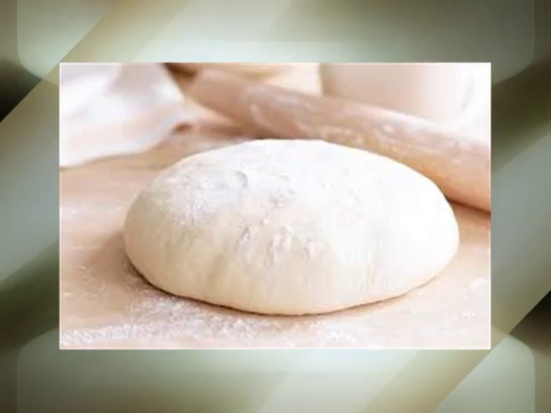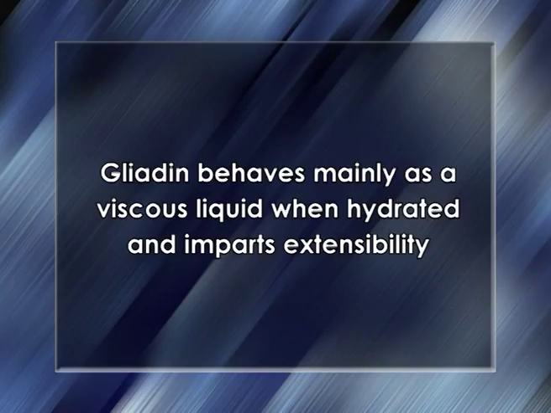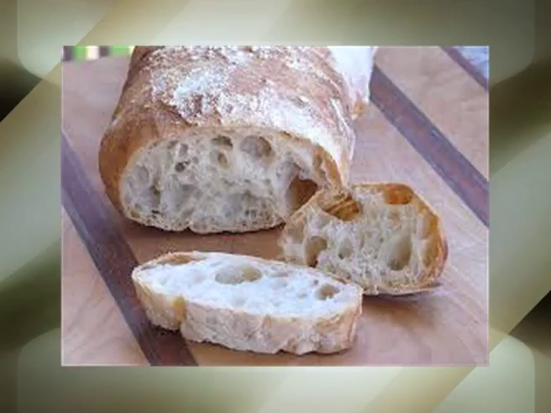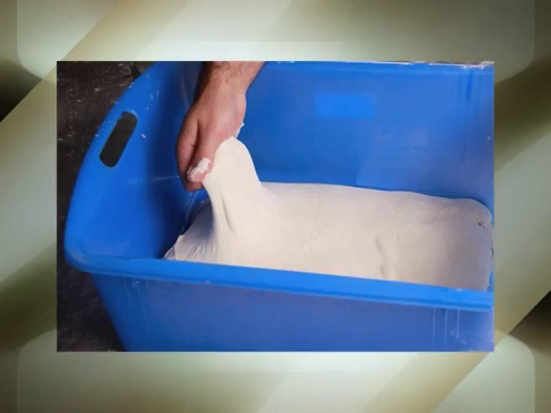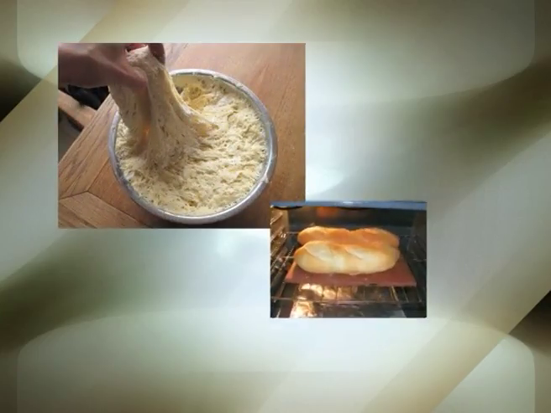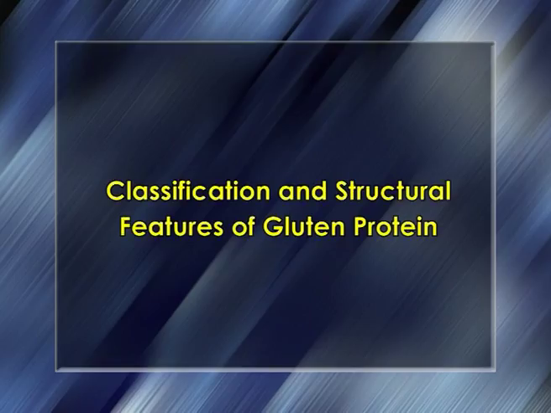Gliadin and glutenin are known to impart entirely different physical properties to the gluten network in dough. Gliadin behaves mainly as a viscous liquid when hydrated and imparts extensibility, allowing the dough to rise during fermentation, whereas glutenin provides elasticity and strength, preventing the dough from being overextended and collapsing, either during fermentation or in baking. Classification and structural features of gluten protein.